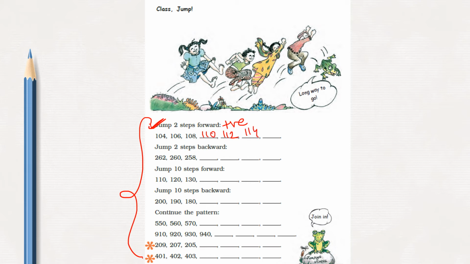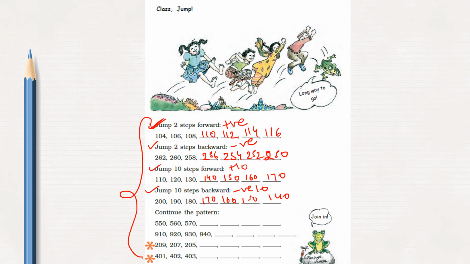I think this is simple. 2 steps backwards, meaning subtract. 10 steps forward, plus 10. 10 steps backwards, minus 10. Now we are given few patterns. Here we can see we are adding 10, right?